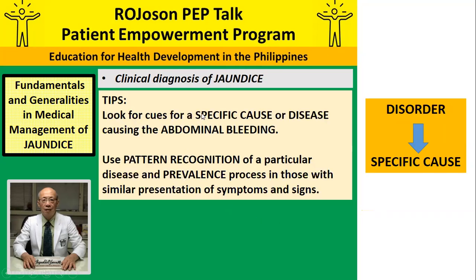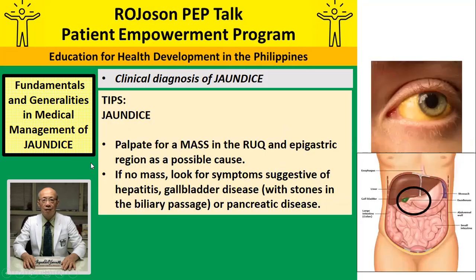So look for cues for a specific cause or disease causing the jaundice. So you identify the disorder and then you try to look for the specific cause. In trying to look for the specific cause, we use the pattern recognition of a particular disease and its prevalence in those with similar presentation of symptoms and signs. So palpate for a mass in the right upper quadrant and epigastric region as a possible cause. If there is a mass, most likely that's the cause.